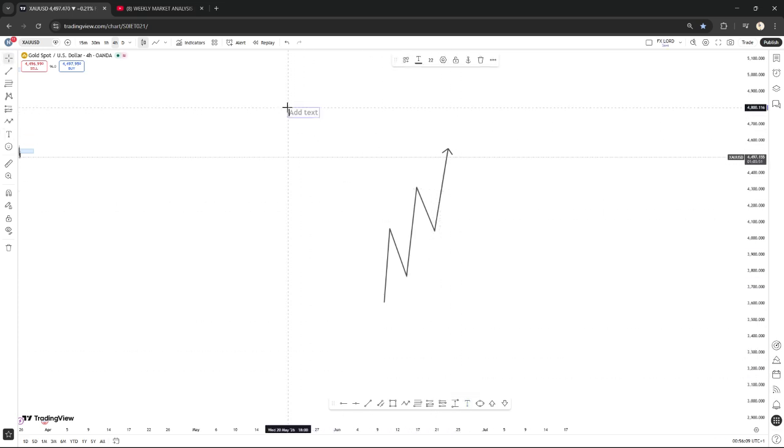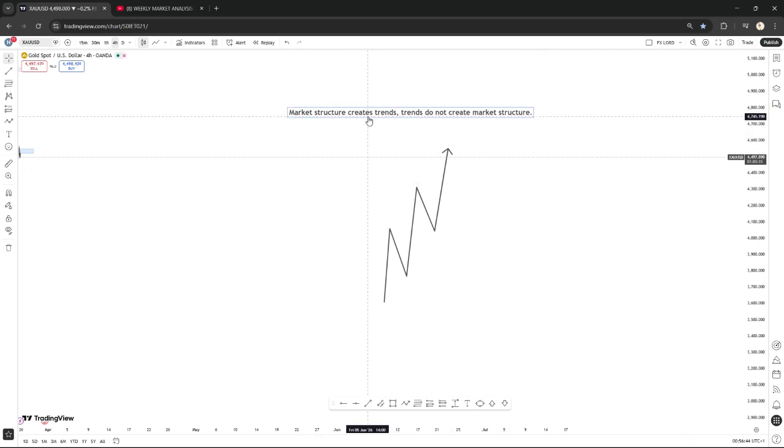I need to type that out. Market structure creates trends. I can't spell today. Trends do not create market structure. All right. So market structure creates trends. Trends do not create market structure.